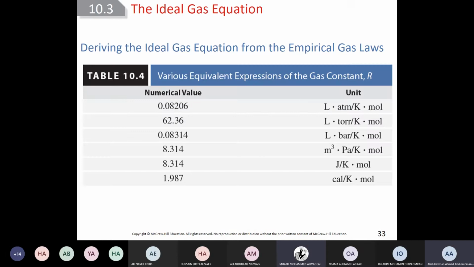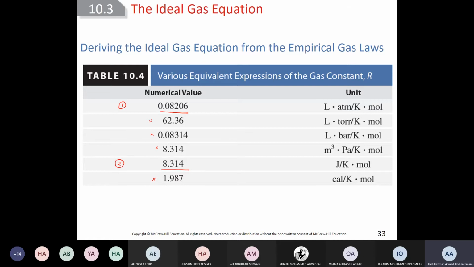Yes. Next. There are different values of R, like this one and the others. This one, the one we just calculated. Look at the unit. It's liter atmosphere divided by Kelvin mole. The rest are not important. This one is very important, and we will use it at the end of the chapter. I'll call this one number 1 and number 2; these are important.